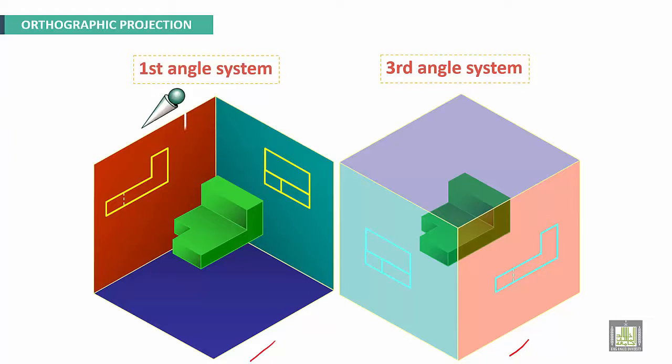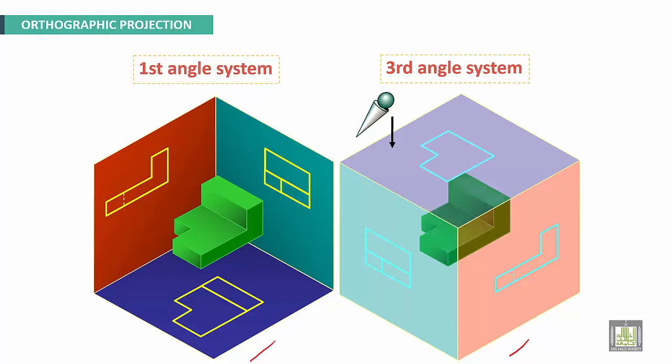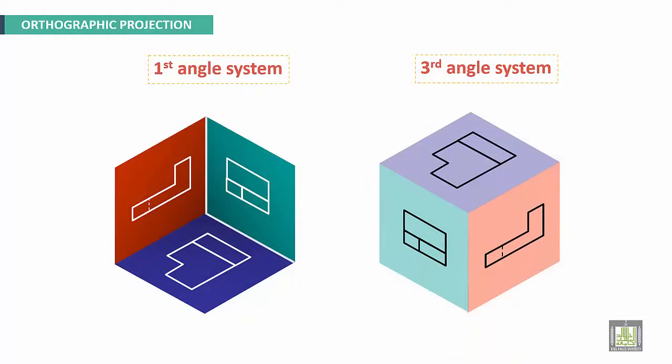Now from the top, by the way, this surface will be projected down. This surface will be projected down also. Here for the third angle system, this surface will be projected in the top and this surface too. This is the difference between projection in the first angle system and the projection in the third angle system. Now we want to open this glass box to see all views in 2D projection.